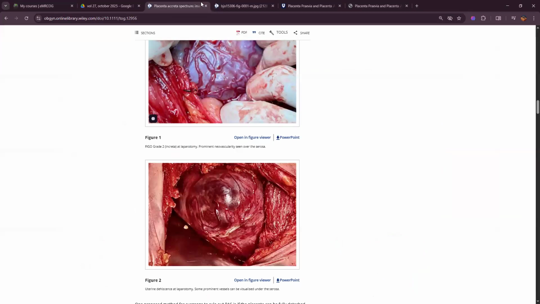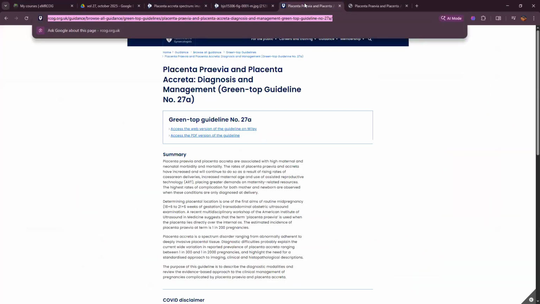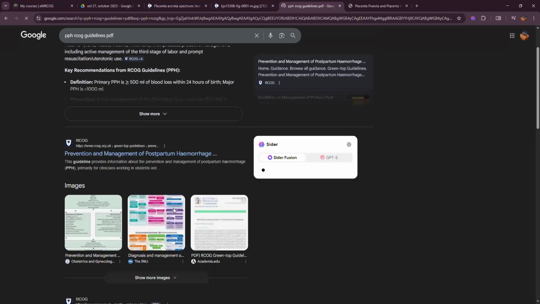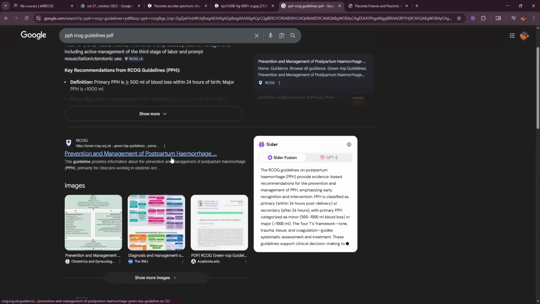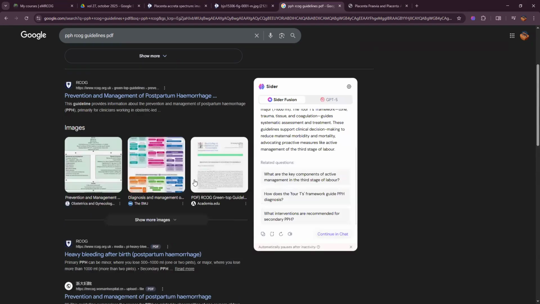So again, I'm going to open it. I'm sorry, guys. There are mainly two guidelines for postpartum hemorrhage. You have the prevention and management of postpartum hemorrhage, and you have the blood transfusion guideline.